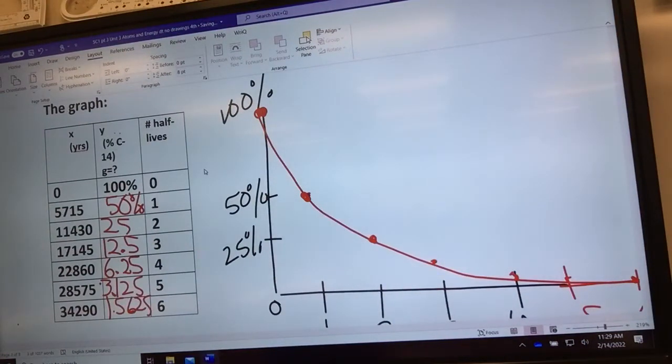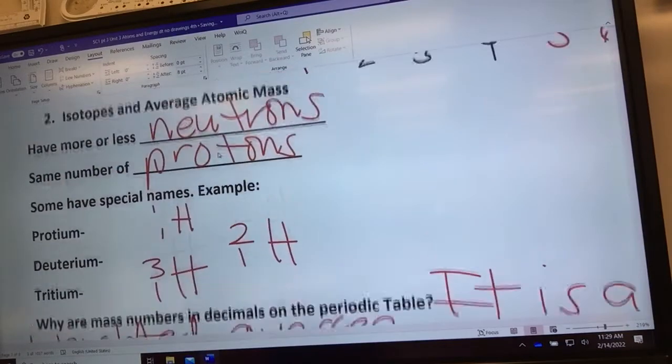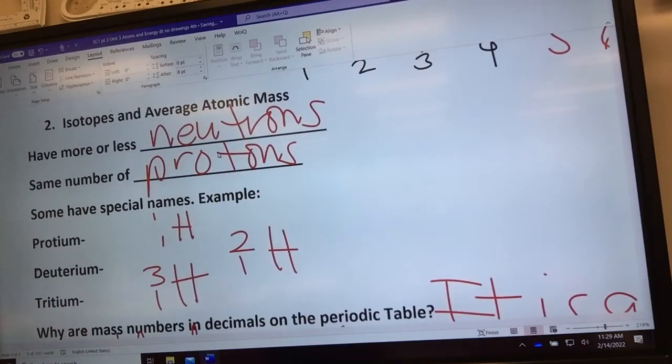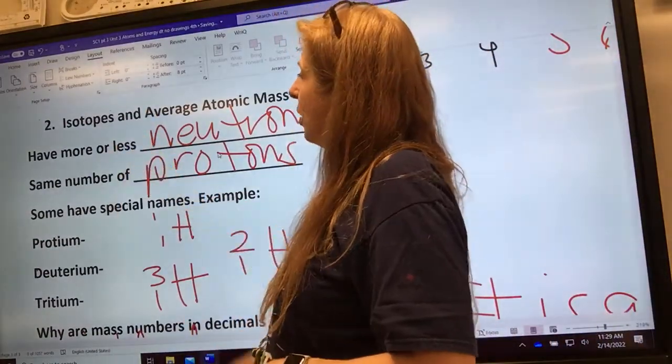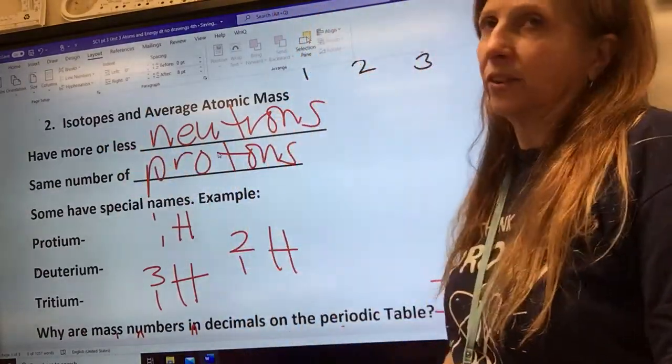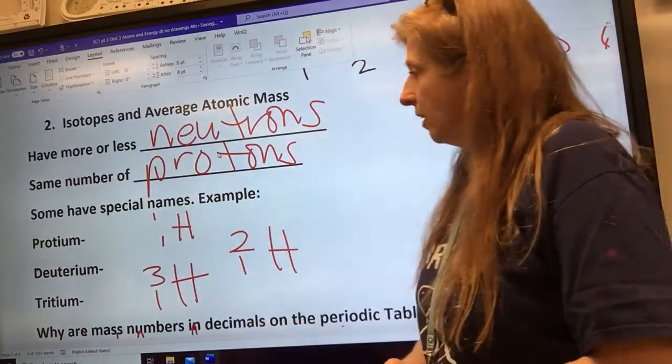Okay, can I scroll up? You got all of this? All right. Now, isotopes. Okay, yay, we're doing good. I'm going to be able to teach you how to do your homework. So you already learned that isotopes have more or less neutrons. They have the same number of protons.